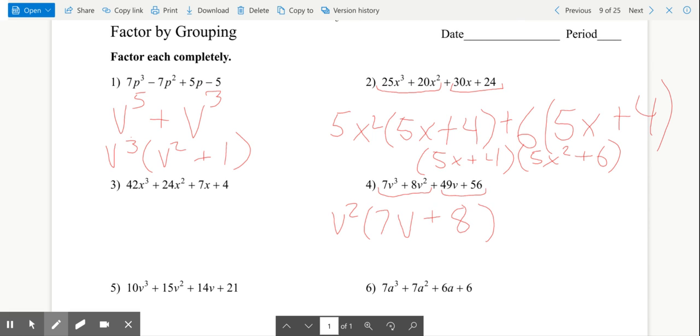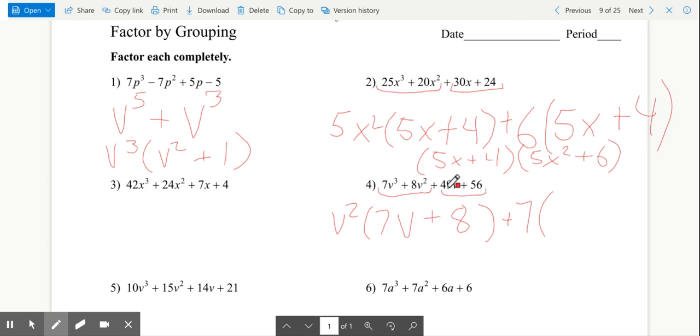So that's that. Now I need to do this pair. So I'm looking for what do 49 and 56 have in common. Well, remember, I want my next parenthesis to be the same. So is there something I can multiply by 7 to get 49? Well, yes, that would be 7, right? 7 times 7 is 49. So does 7 also go into 56? Yes. 8 times 7 is 56. So 7 is what I'm looking for. So I'm going to pull out a 7 here. Then I'm going to divide each of these by 7, right?